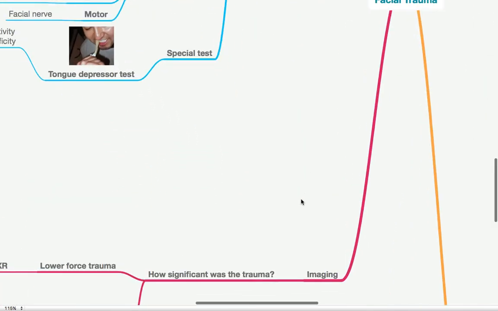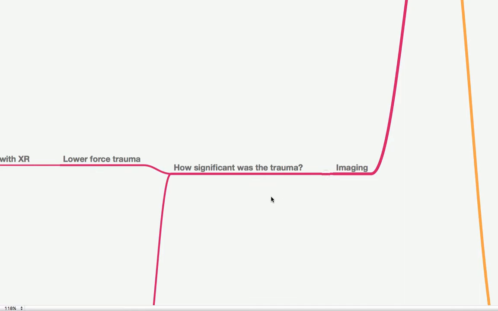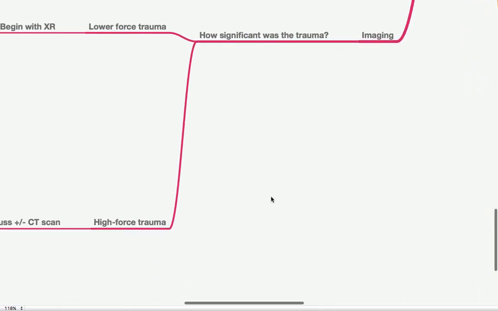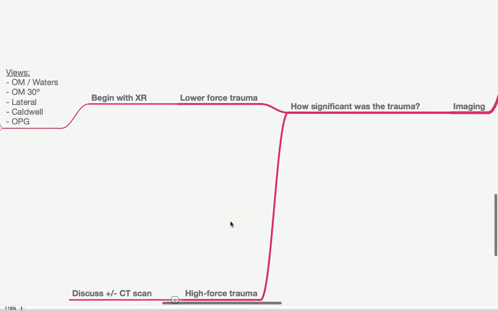Next bit we're going to address is imaging. So the first question is, how significant was the trauma? If it was a high impact, high force trauma involving a road traffic accident or a really nasty assault, something like that, discuss it with somebody, because you're probably going to end up doing a CT scan and just bunny hopping straight over the X-ray. So consider the force of the trauma.